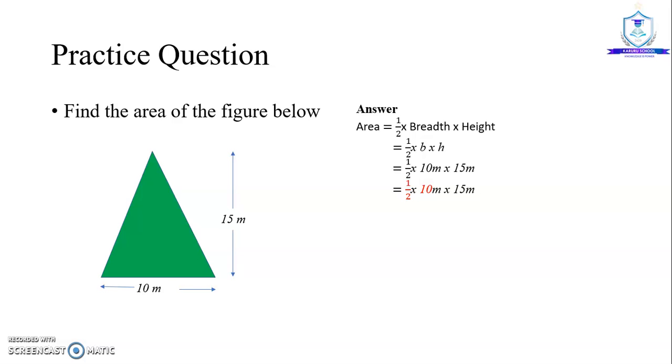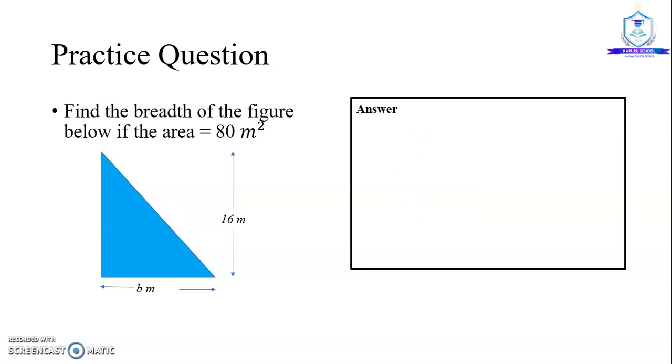Notice that we can simplify this equation by dividing the denominator by 2 and dividing 10 by 2. If we do that, then we find 2 divided by 2 becomes 1 and 10 divided by 2 becomes 5 meters. So the area of that shape will be given by 1 divided by 1 multiplied by 5 meters times 15 meters. This gives us the area as 5 meters multiplied by 15 meters. Upon simplifying, we get the area is equal to 75 meters squared.